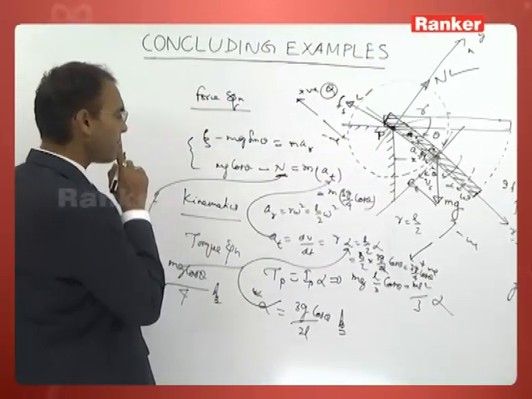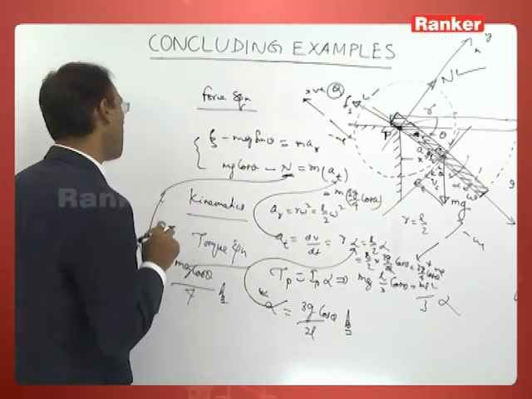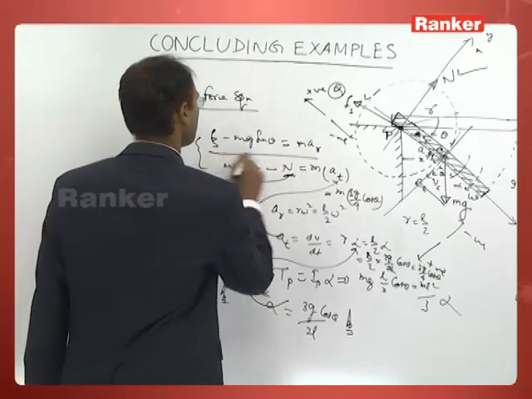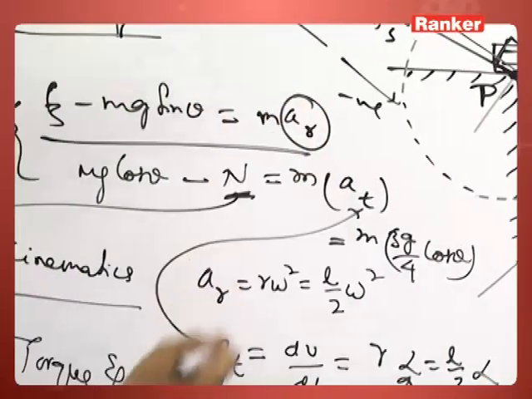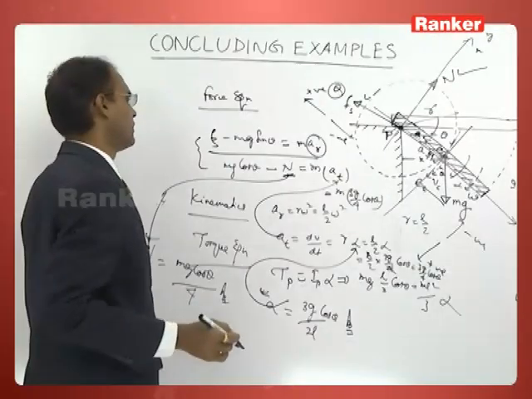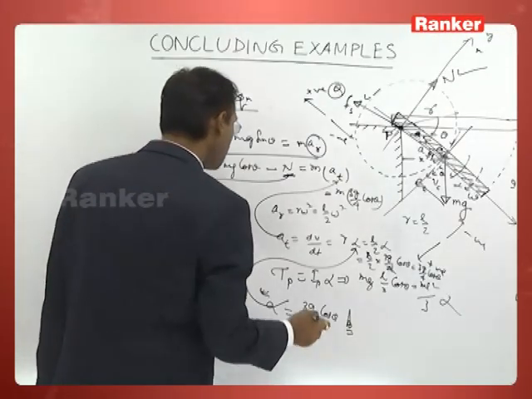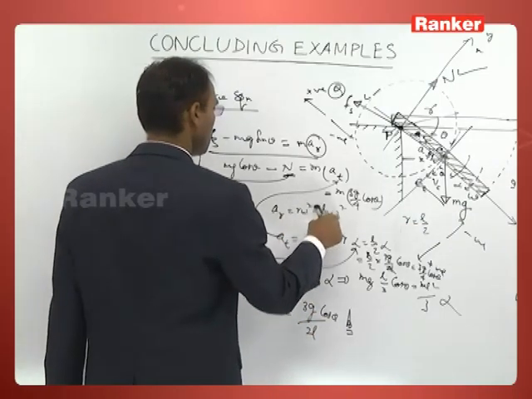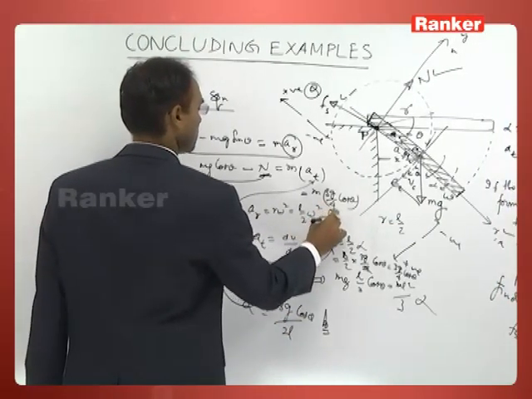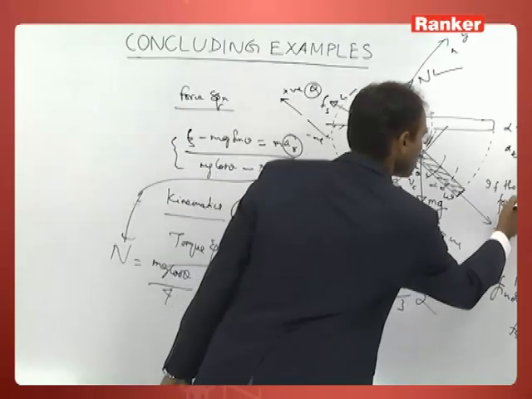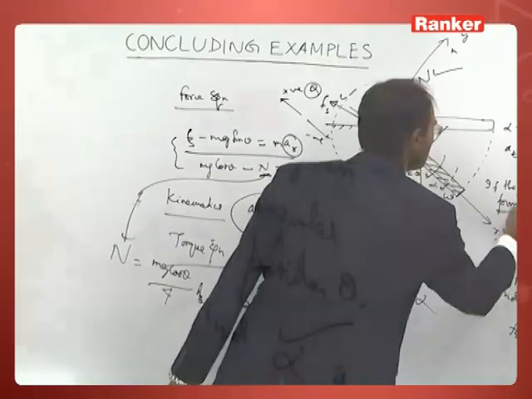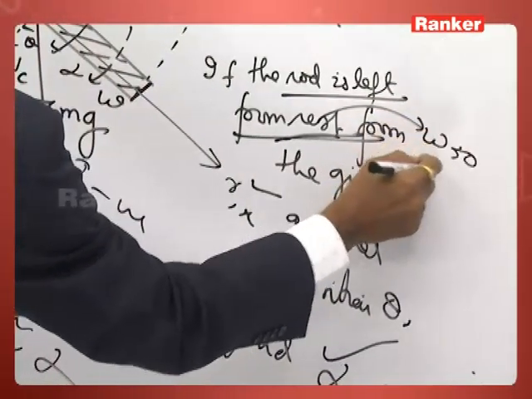To find the force of static friction, you have to catch this equation. While you catch this equation, we encounter radial acceleration, where radial acceleration is equal to L by 2 into omega square. Here omega is equal to 0 because the rod is left from rest. Rest means both omega 0 and Vc 0.